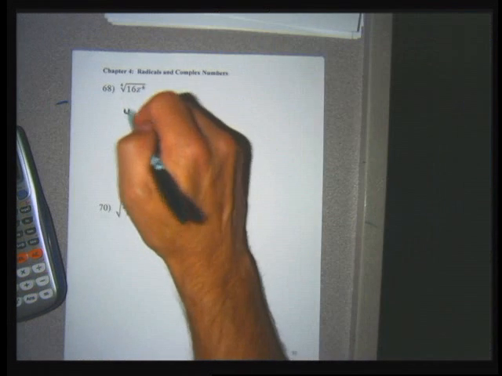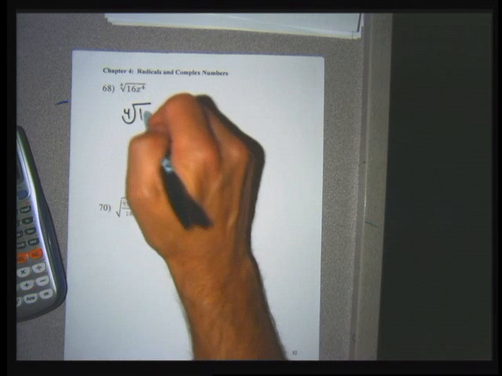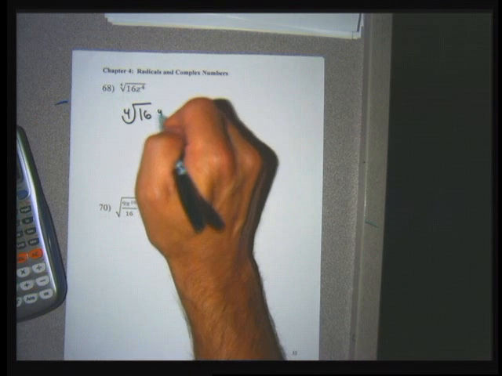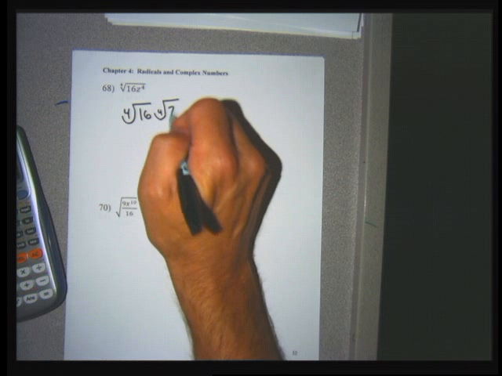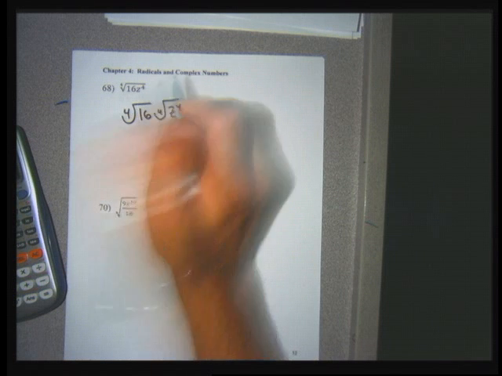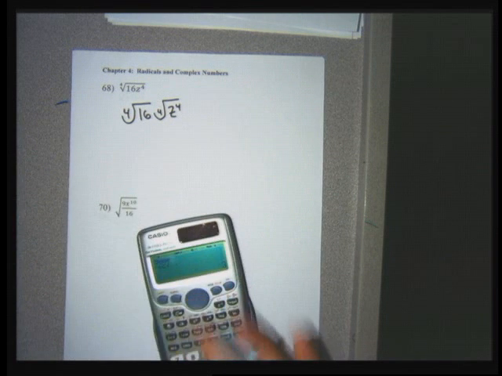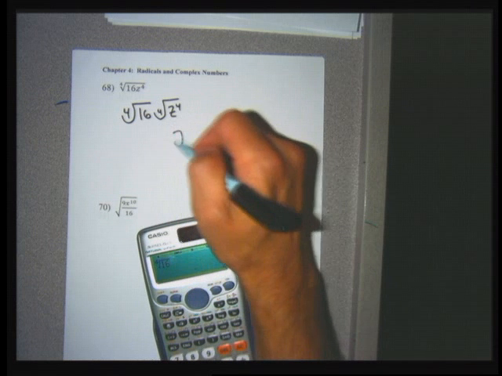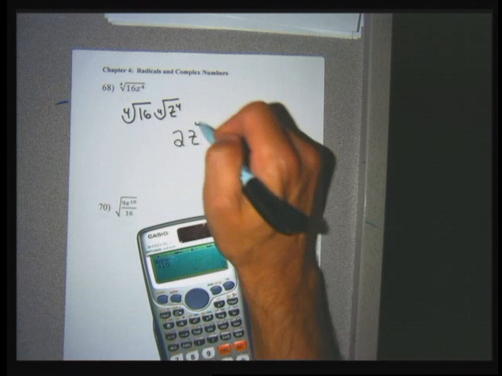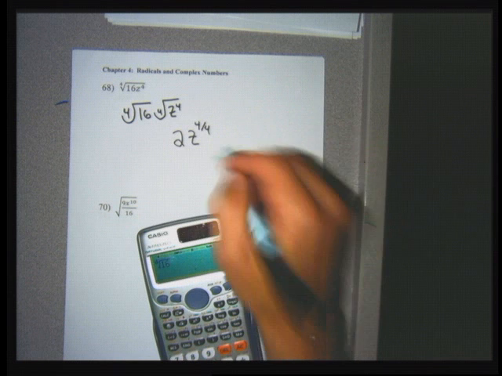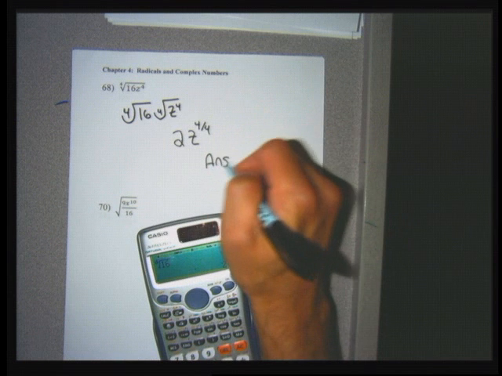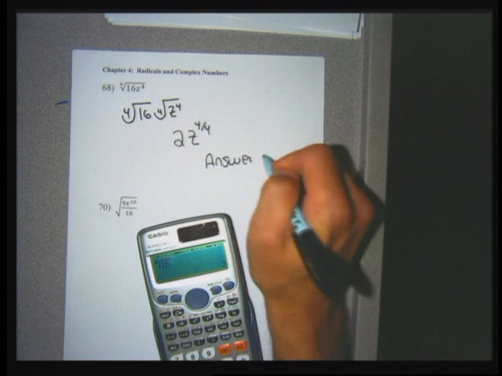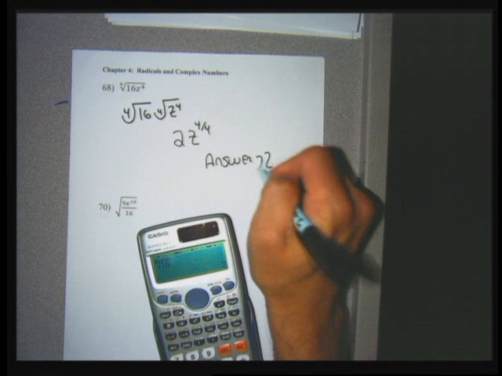68, I have to do the 4th root of 16 times the 4th root of z to the 4th. Shift x with a square for the template for the 4th root, and then 4th root of 16, which is 2. And for the z, I divide its exponent by 4 and get z to the 1st power. My answer is going to be just 2z.